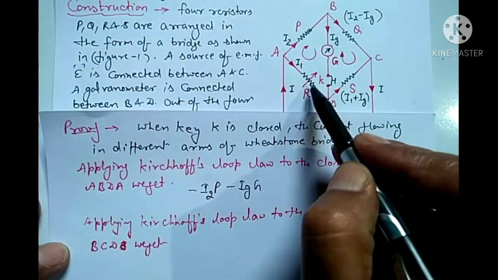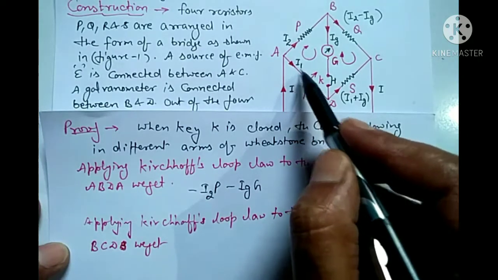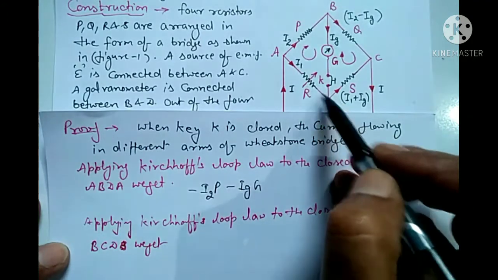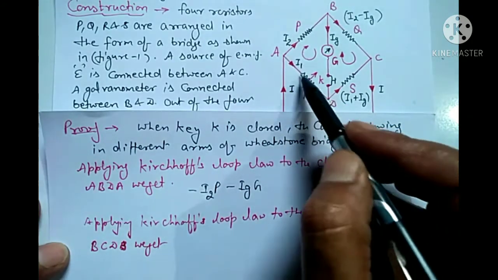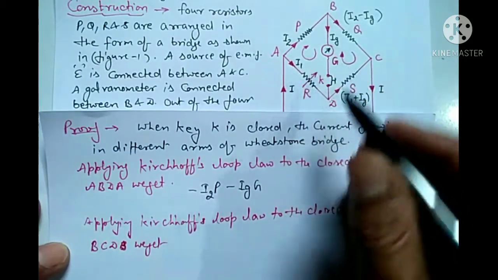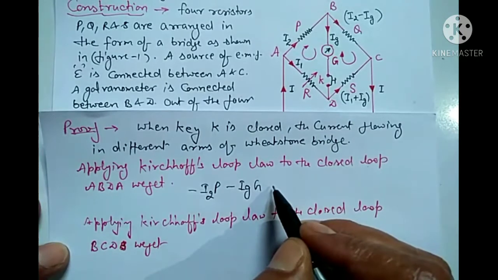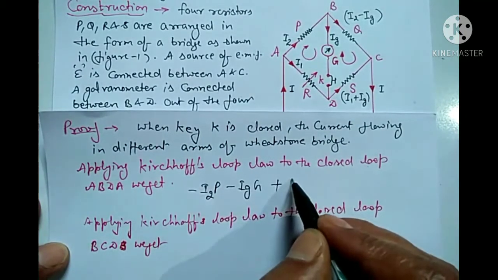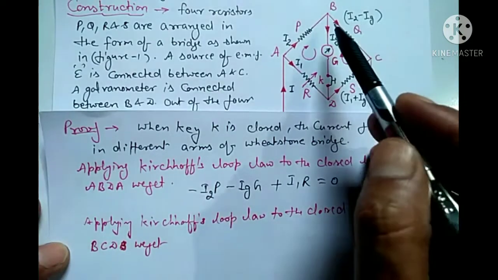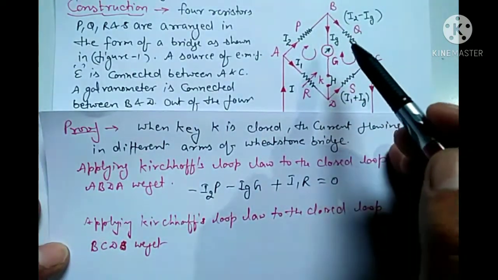In the case of resistor R, I travel from D to A, my direction is this way, and the current is opposite. Then the potential across this resistor R is taken as positive, and that is I1 R, and this is equal to 0. This is equation number 1. Now take the loop B, C, D, B.